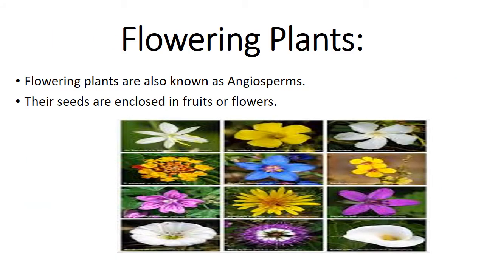Flowering plants. Flowering plants are also known as angiosperms. Their scientific name is angiosperm. If you look at this picture that is given, you can see flowers of different colors. Non-flowering plants that we studied earlier, their main characteristic was that they do not produce flowers. Flowering plants do produce seed and their seeds are enclosed in fruits. So all the plants that come in the category of flowering plants produce fruit and flower.